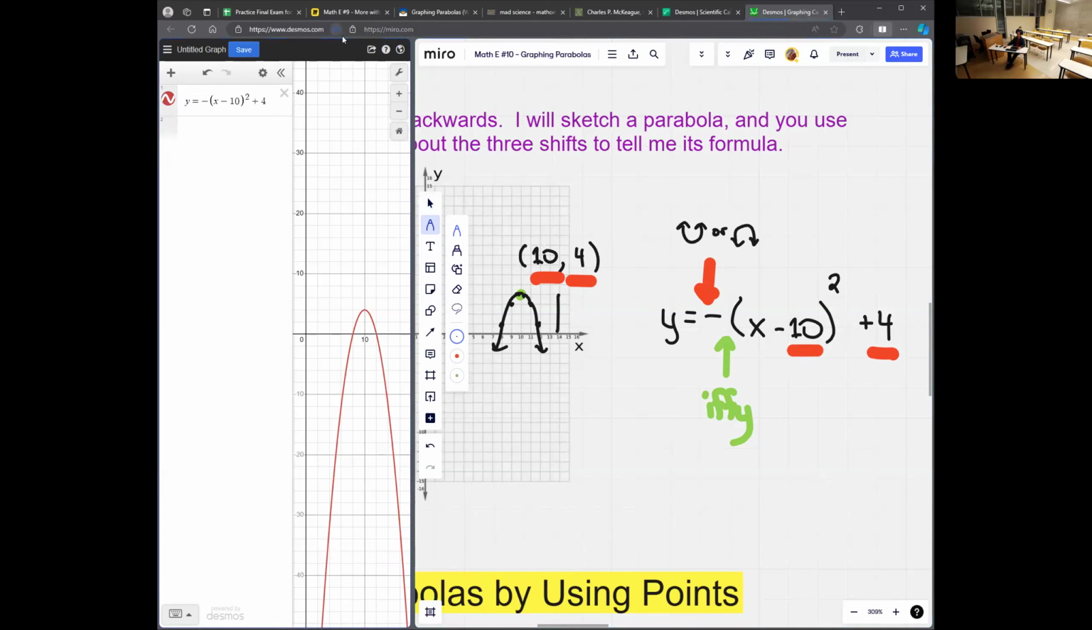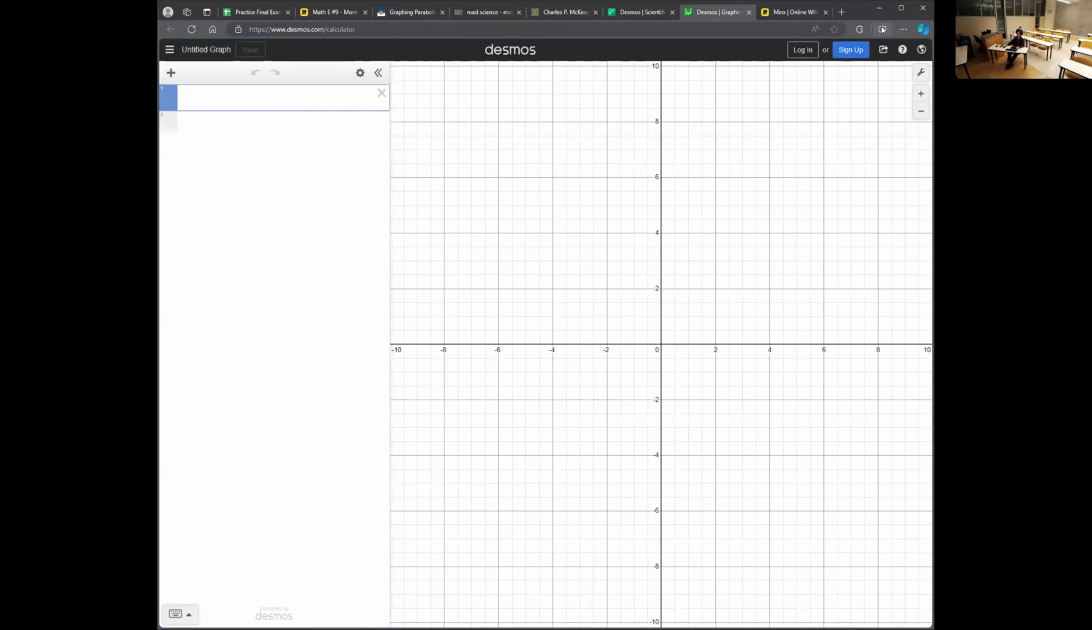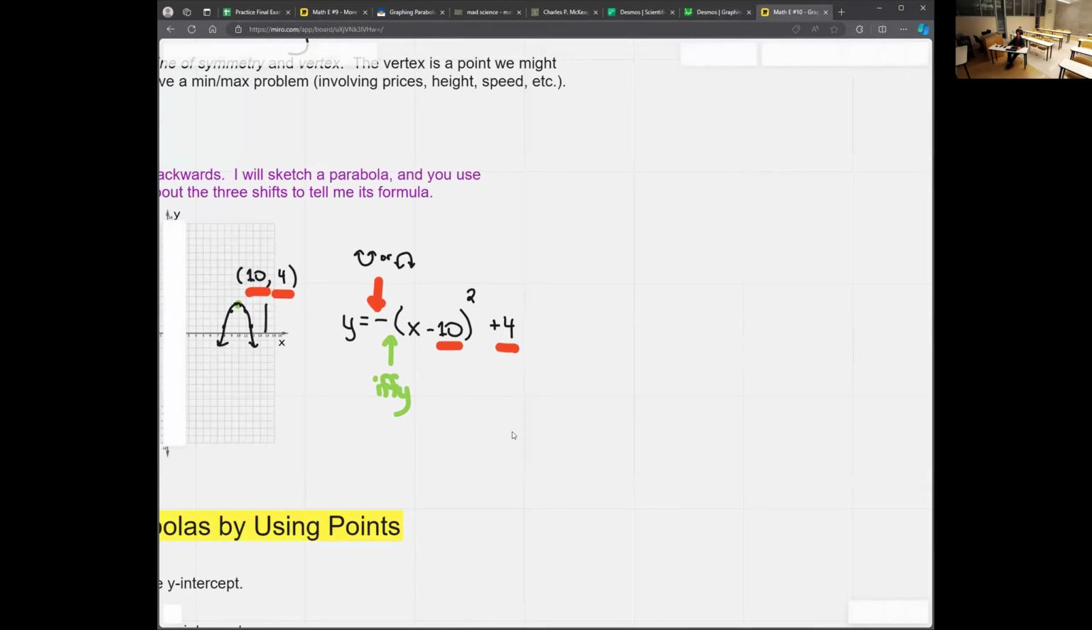Okay, I am going to close that. And whoop, did it make my mural go away also? There we go, okay.